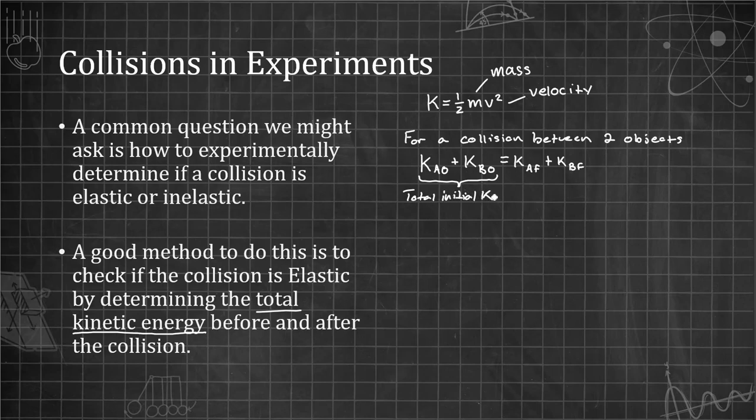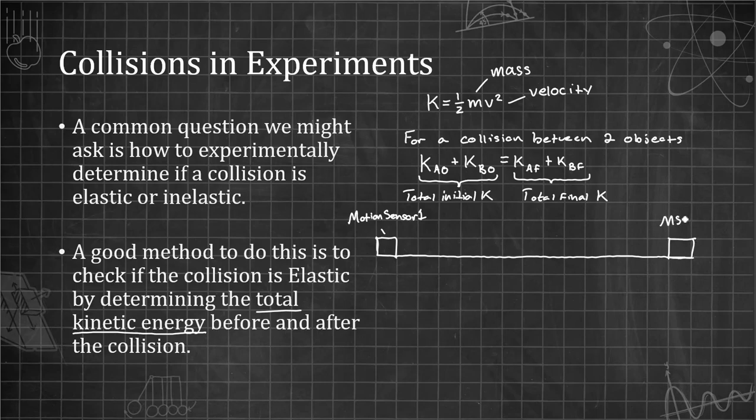The next thing we're going to want to do, because we have initial and final, is we need some experimental way to figure out the initial and final velocity of each object going into the collision and then coming out of the collision. So a good way to do this is to visualize the collision occurring on some track, and the way that we can find our velocity information is with a motion sensor. So this is a pretty direct way to measure the velocity of some object.